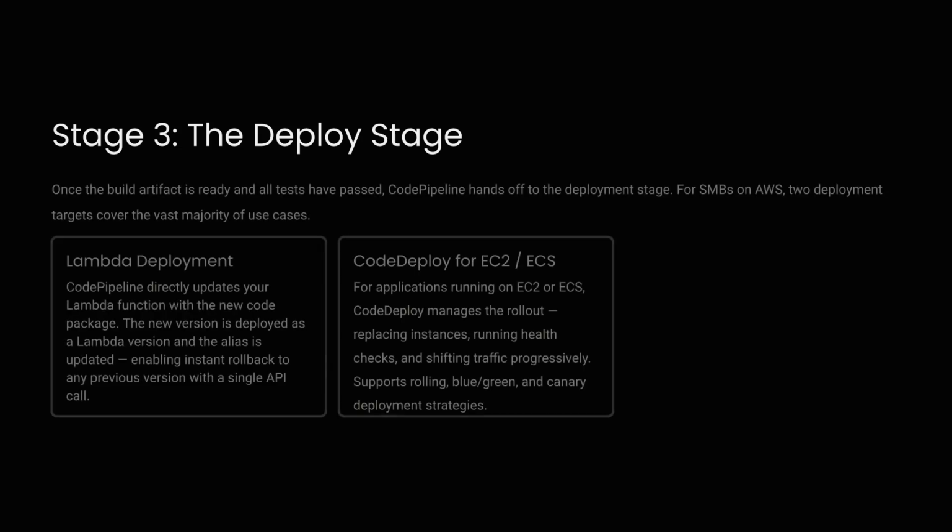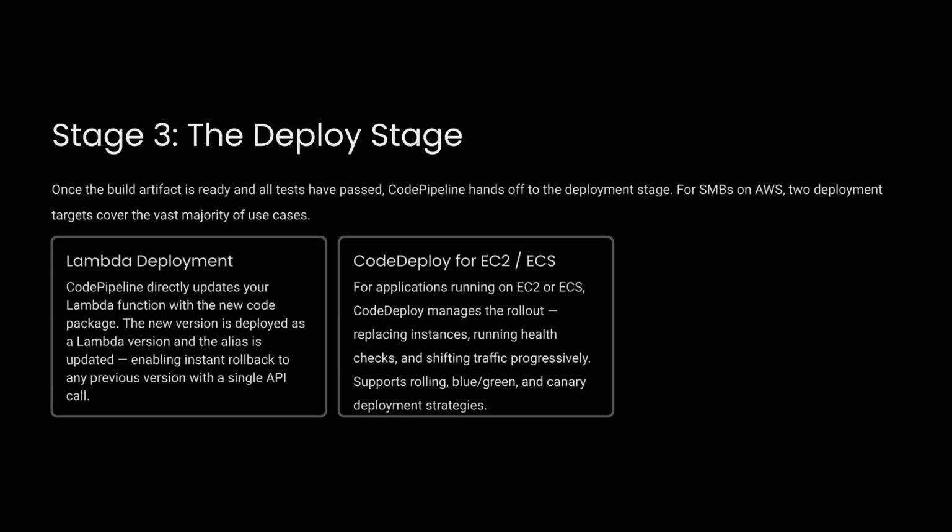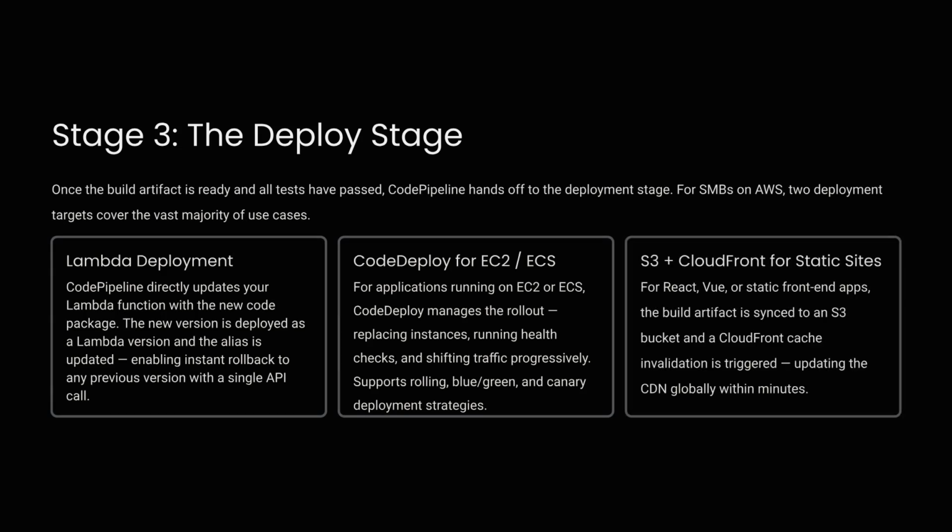Stage 3 is the deploy stage. Once tests pass, CodePipeline moves to deployment. For applications on AWS, two main targets are covered: Lambda deployment and CodeDeploy for EC2 and ECS. For static sites, S3 and CloudFront are used to sync the build artifact and update the CDN globally within minutes.